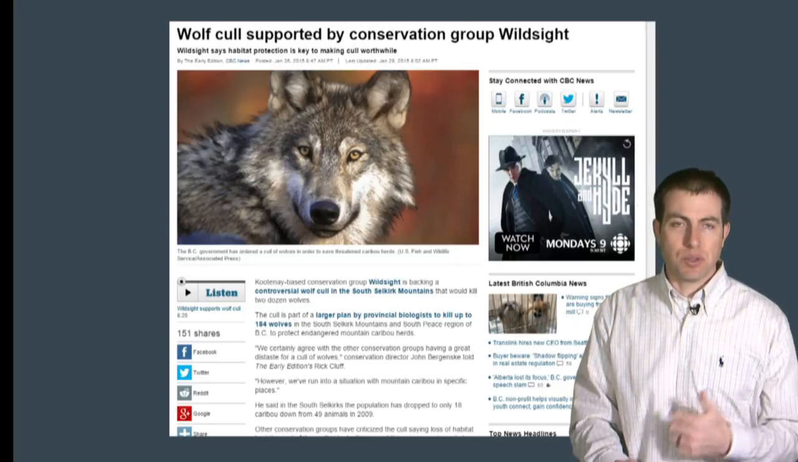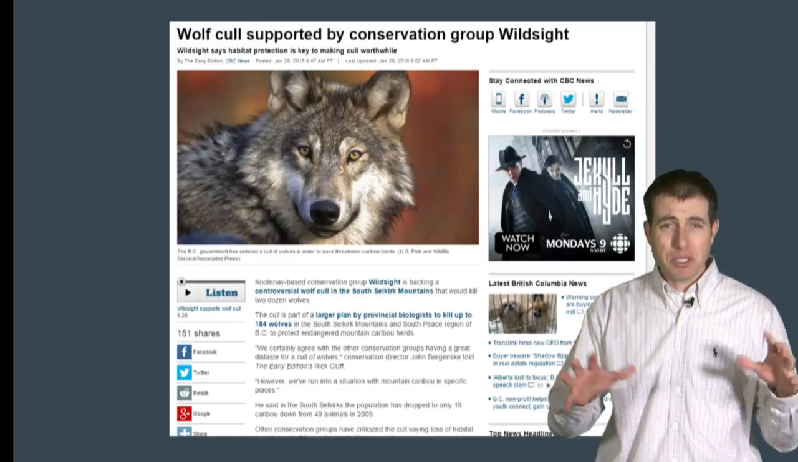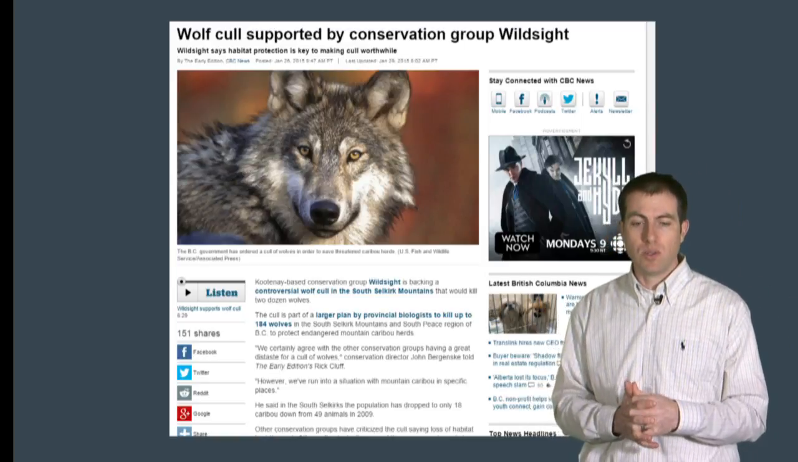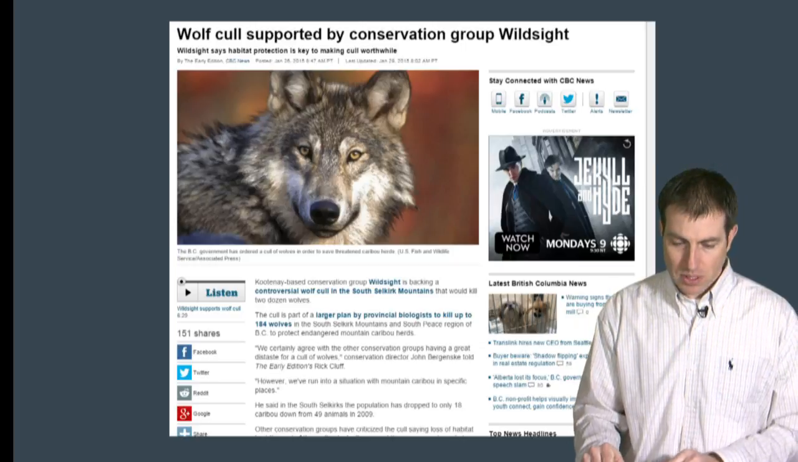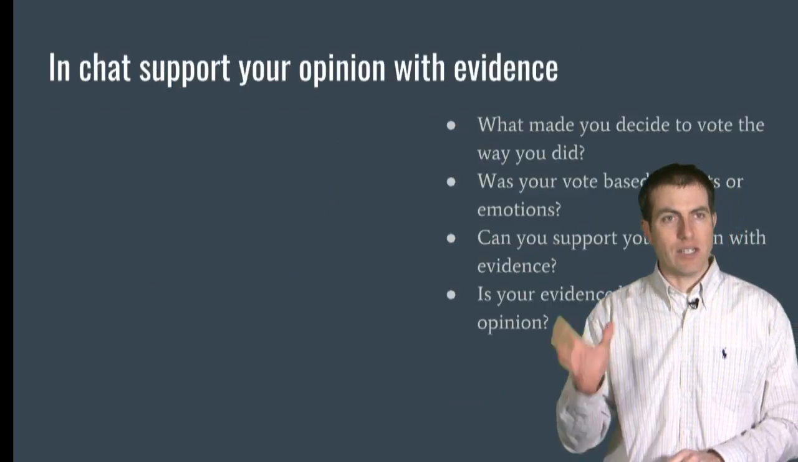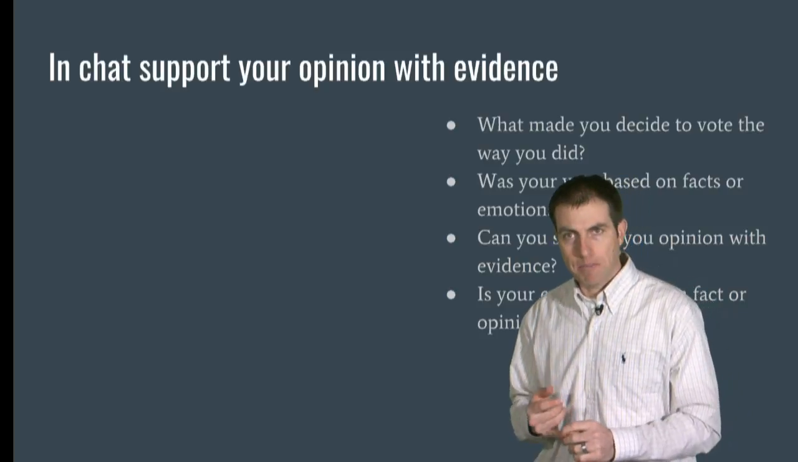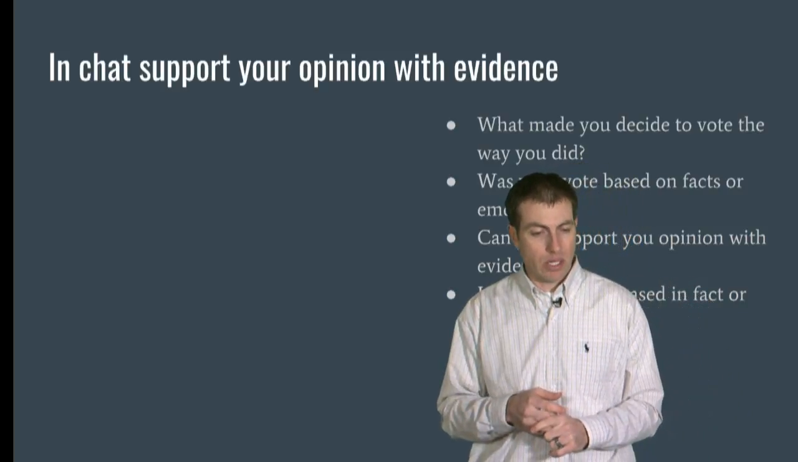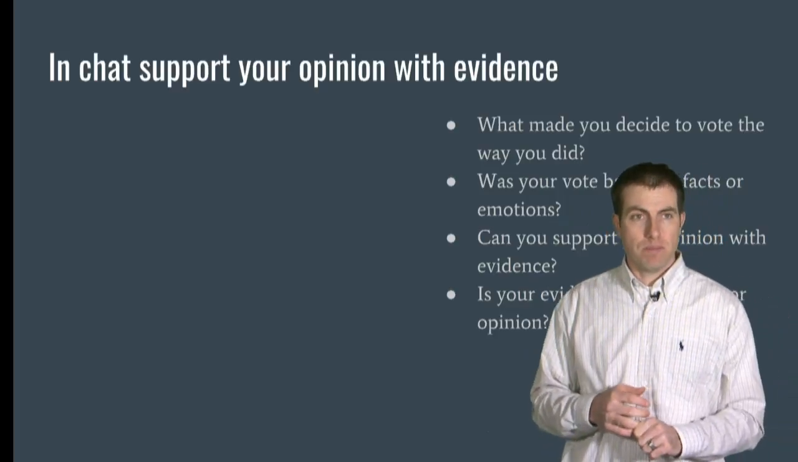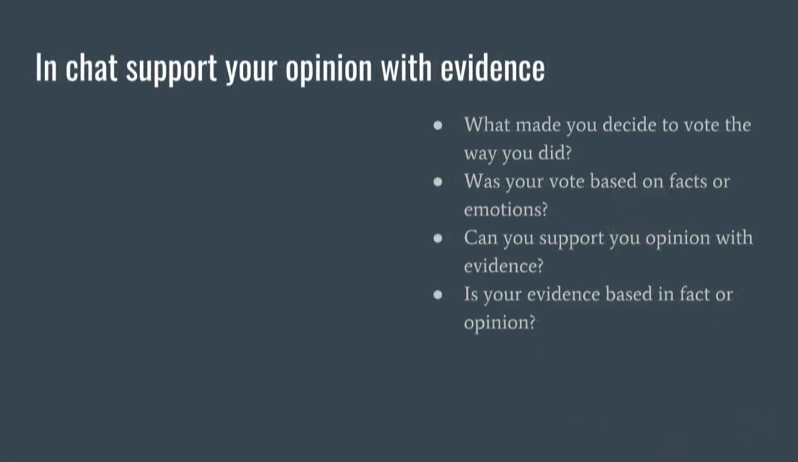There's lots of interesting discussions we could have about the credibility of news sources, especially in the times we live in now, where news isn't necessarily credible anymore. I just want maybe one sentence as to why you voted the way you did. Was your vote based on facts, or was your vote based on your emotions? And can you support your opinion with evidence? Is there something in either one of those stories that caused you to decide what you wanted to do? And is your evidence based on fact, or is your evidence based on opinion?